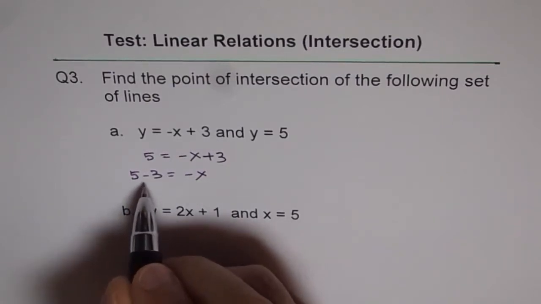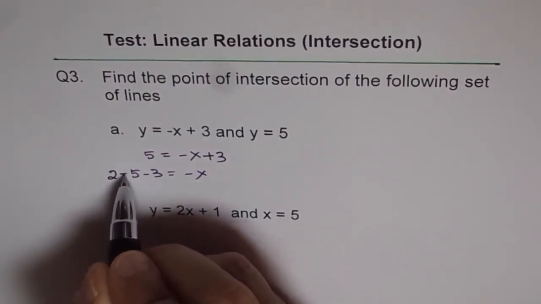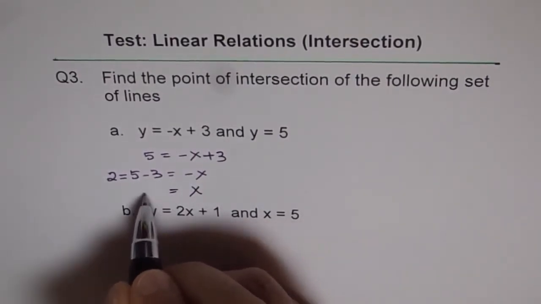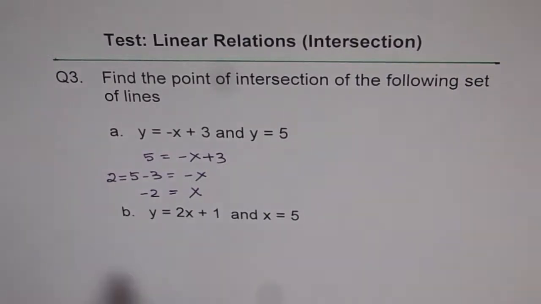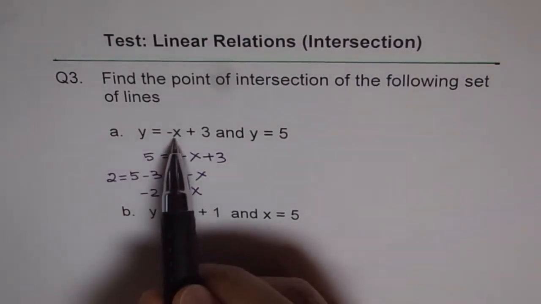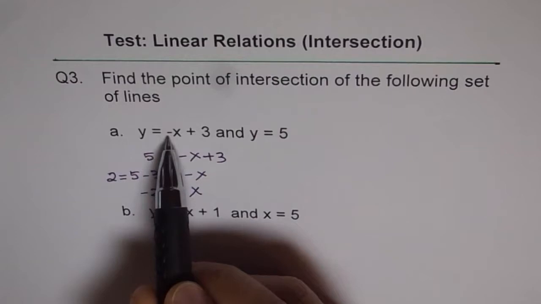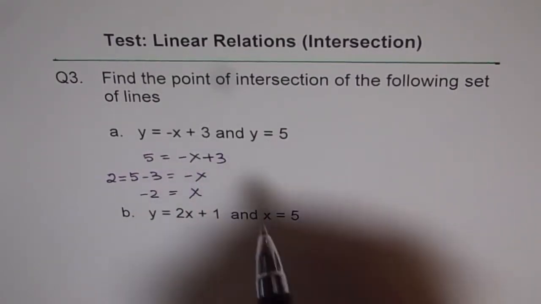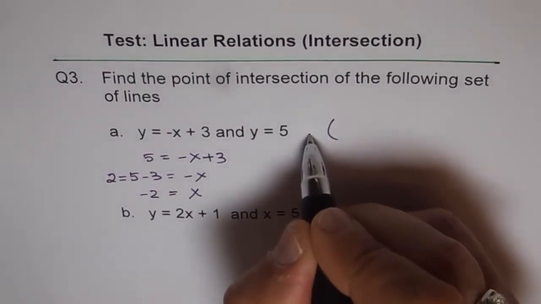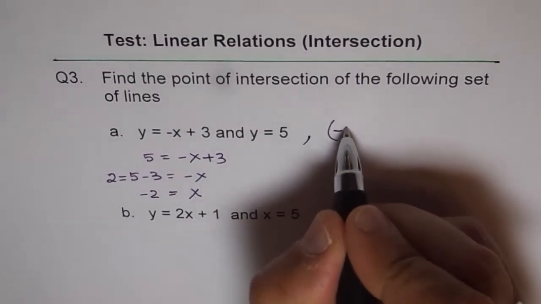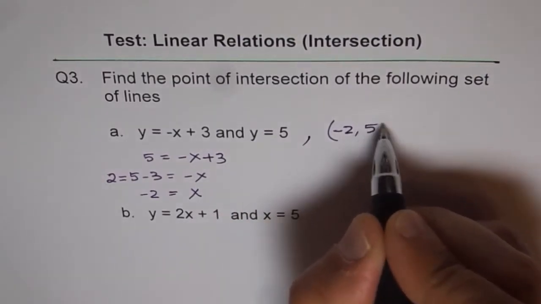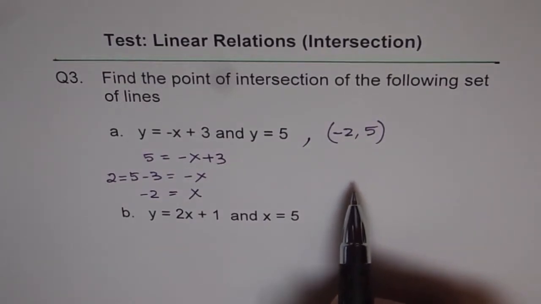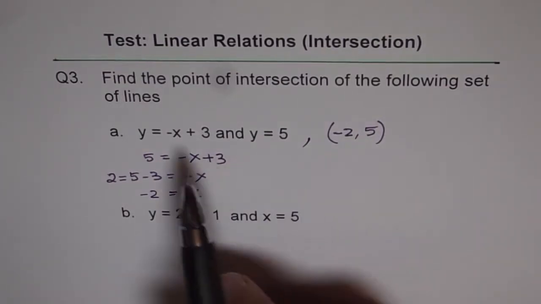So minus x is 2 for us. So what is x? X is equal to minus 2, correct? Now let us check. If I put minus 2 here, then minus 2 and minus 2 will become plus 2. Plus 2 plus 3 is 5, correct? And therefore, our solution for this equation is x is minus 2 and y is 5, correct? I would like you to graph this and check your answer. That's part B of A.